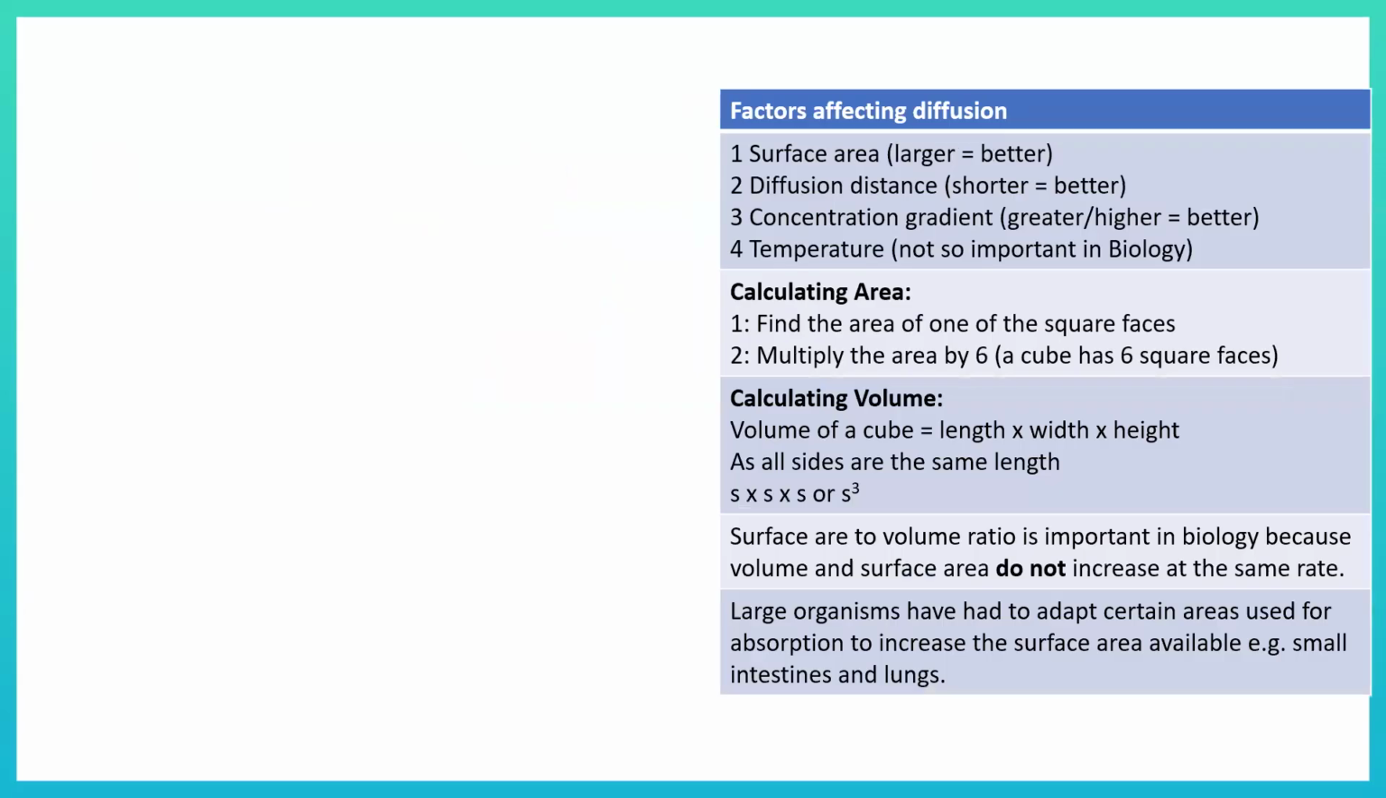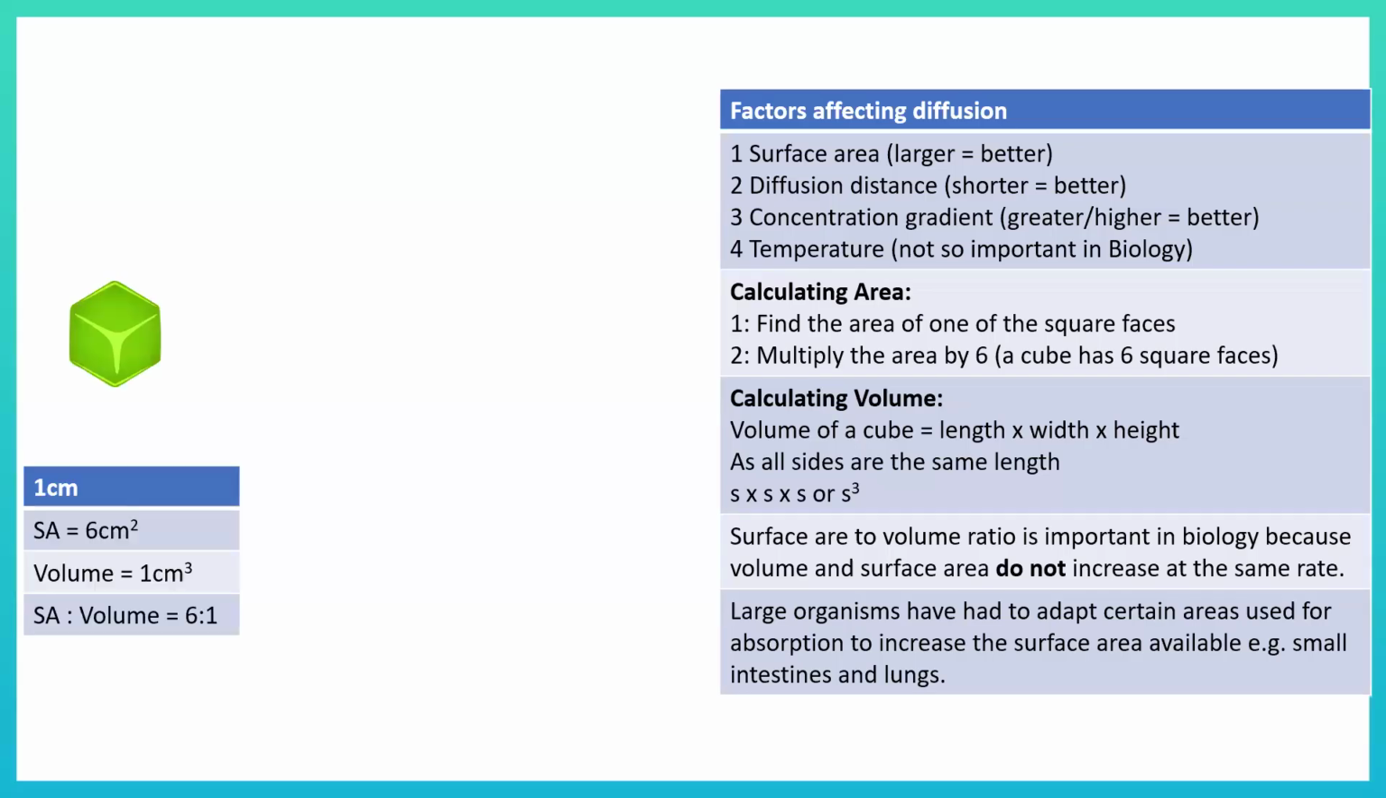We'll have a look, compare that now. So volume and surface area are not increasing at the same rate. Large organisms have to adapt these specialist areas, the lungs, the gills in fish, the intestine, to get in the nutrients that they need. So let's compare some cubes then. So surface area of this 1 centimeter cube, there's 6 faces and they've all got a 1 centimeter squared area. So it's got a surface area of 6 centimeters squared. Its volume is 1 times 1 times 1, so 1 centimeter cubed. So it's got a surface area to volume ratio of 6 to 1.